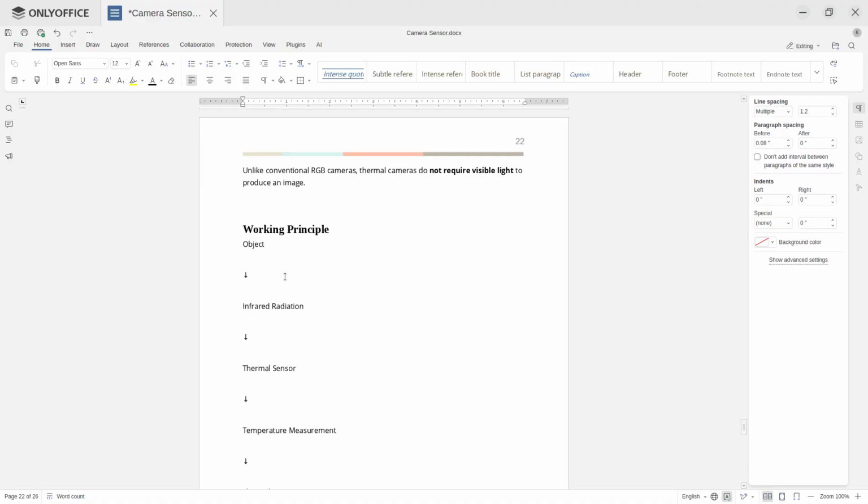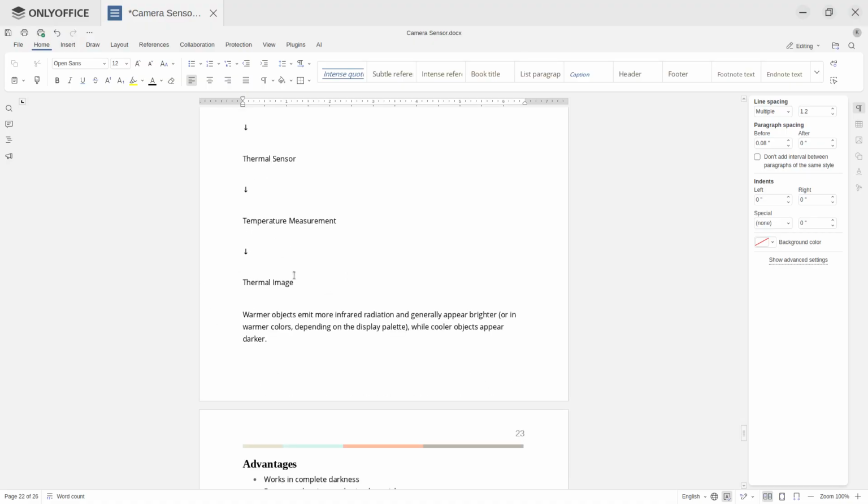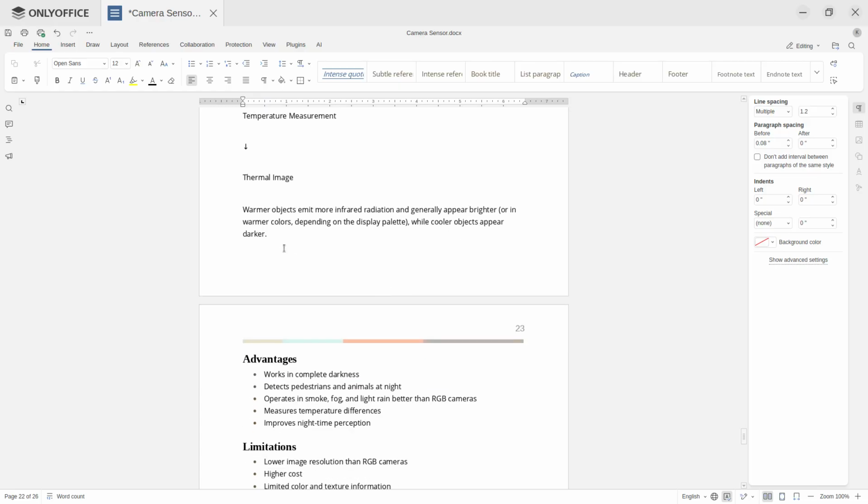Working principle: you have an object, infrared radiation, thermal sensor, you do temperature measurement, and then you make a thermal image. Warmer objects emit more infrared radiation and generally appear brighter or in warmer colors depending on the display palette, while cooler objects appear darker.